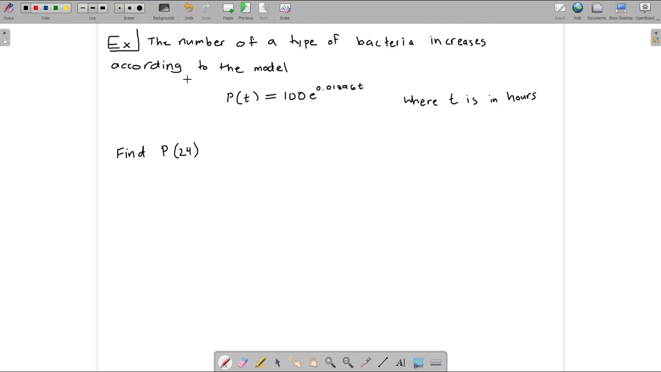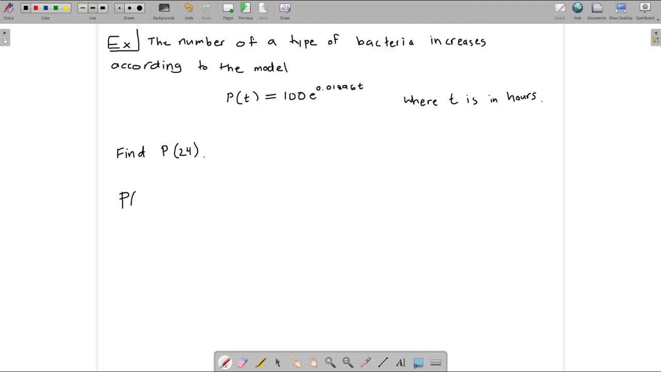We have the number of a type of bacteria increases according to the model P of t equals 100 times e to the 0.01896 t, where t is in hours. And we want to find P of 24. So what does P of 24 mean exactly? Well, t is in hours, so we're looking at the population, P, after 24 hours. So we're looking at how much the bacterial population grows after a day. I always think these ones are really interesting because bacteria multiplies so quickly. So let's go ahead and take a look at that.